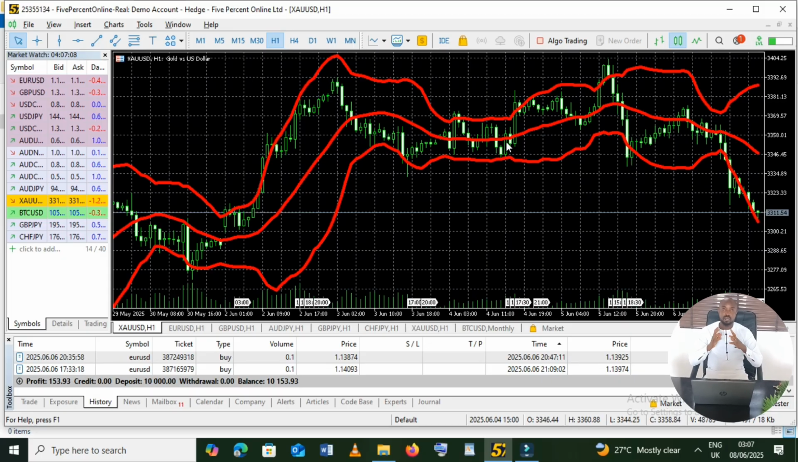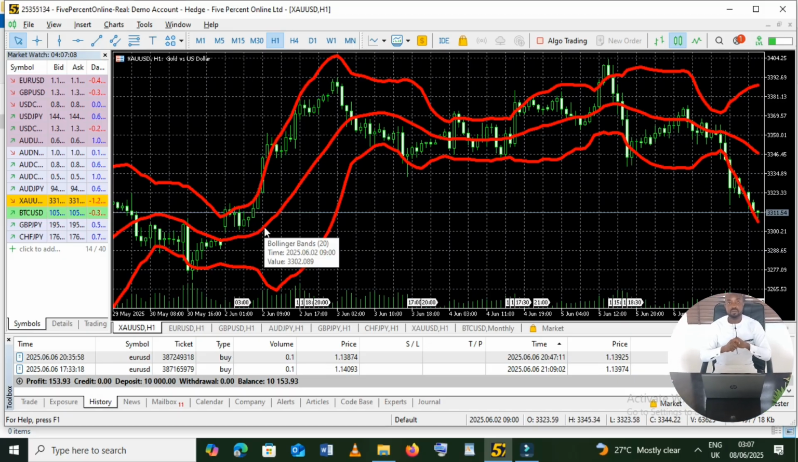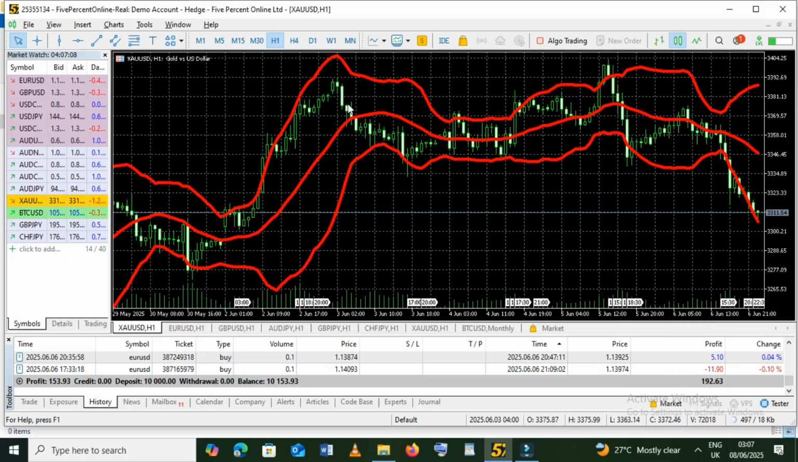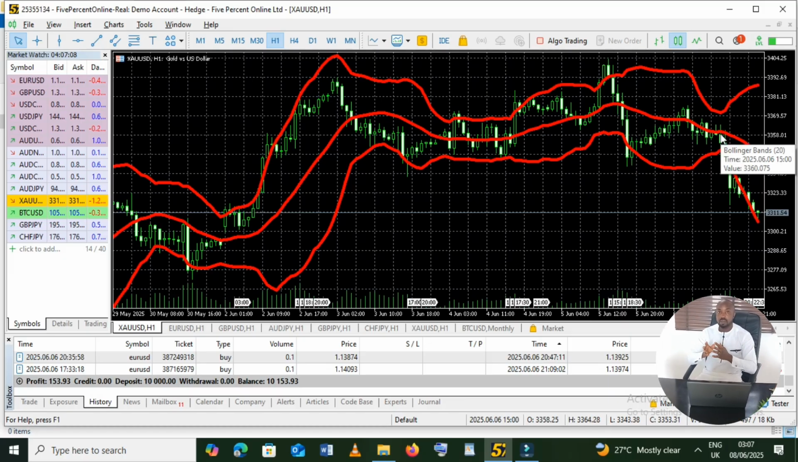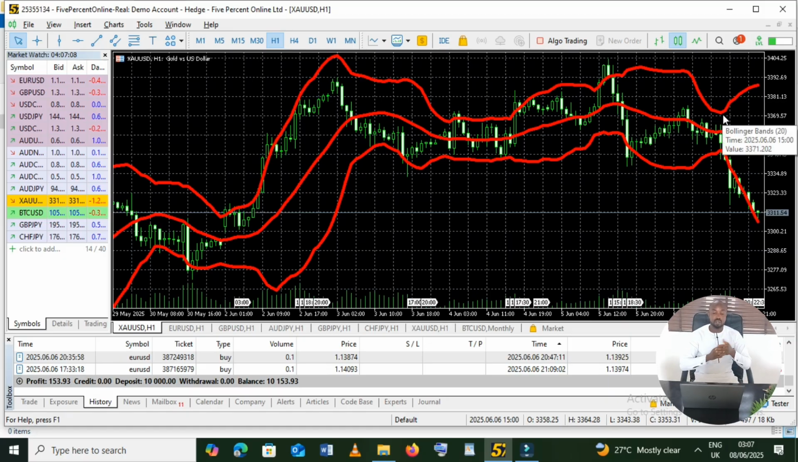When you see two out of the three major lines below the candle, you can see we have three here. Then we can see that two out of these three are below this candle. It shows that the market is in a bullish trend. It shows you the direction of the market. Then when you see two out of the three major Bollinger lines above the candle, it shows that the market is in a bearish trend.